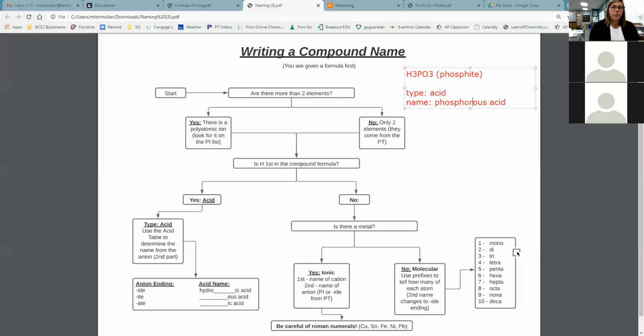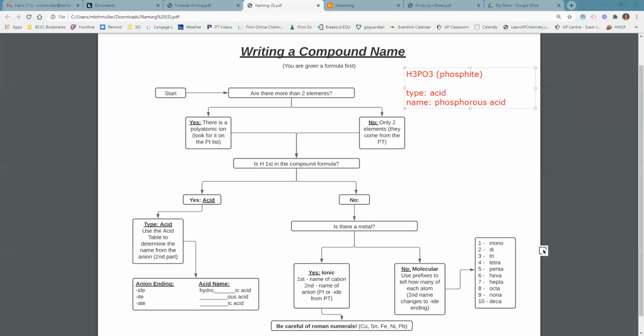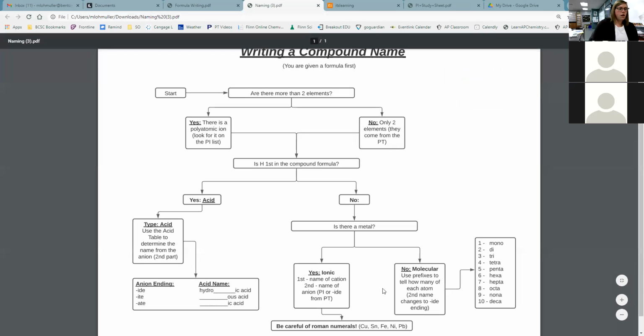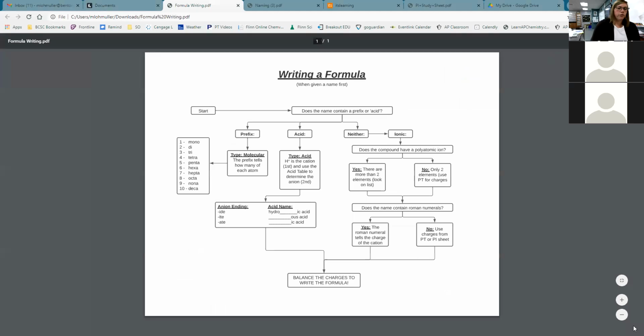Do we have any questions about that right now? Otherwise, I will move over to how you write the formula when you have the name. So I'll just pause for a second in case you have any questions. All right, if you still have any questions, just make sure you ask them. But let's just look at the formula writing chart now.